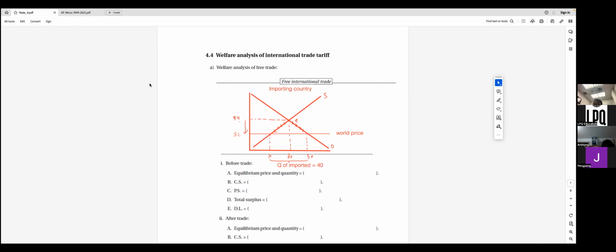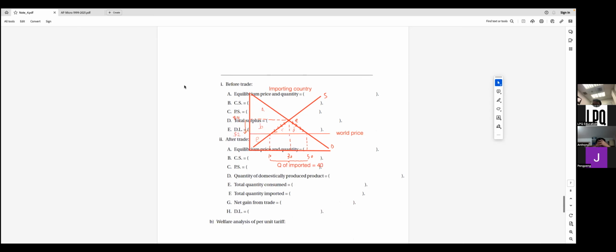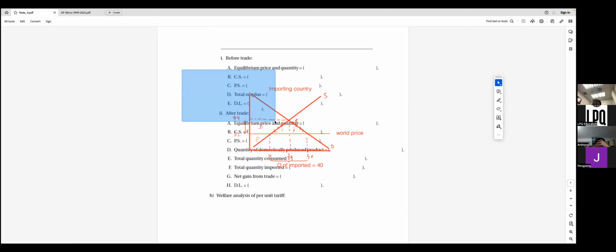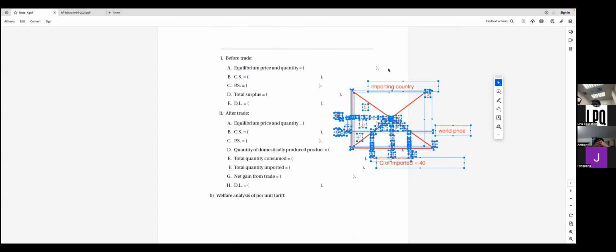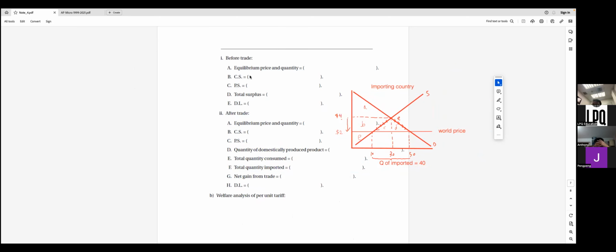And finally, let's add some labels to do the welfare analysis. Once you add these labels, you can fill all these blanks. Should be very easy. Okay, the first group of questions is about the situation before we do international trade, when you are a closed economy. How do you get the fields A to E? Let's try.